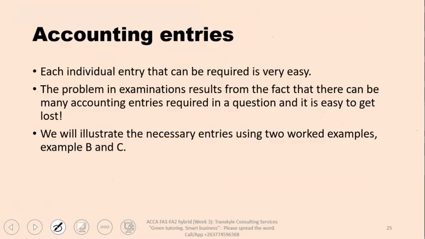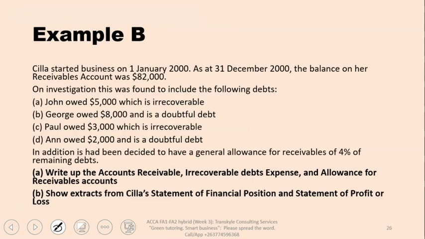Okay. Now, accounting entries. Each individual entry that can be required is very easy. The problem in the examination results from the fact that there can be many accounting entries required in a question, and it is easy to get lost. So let us go through examples B and C to determine how we are going to get around that.